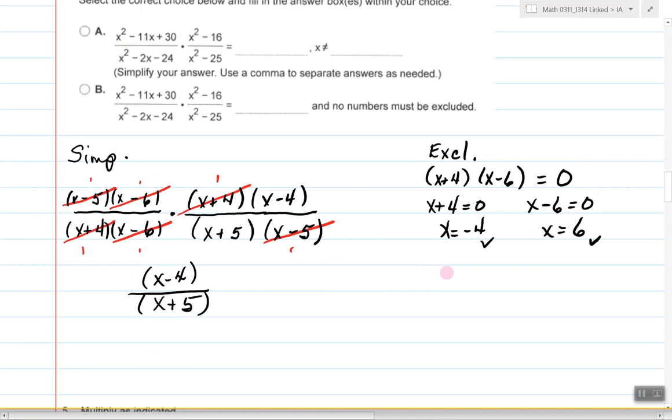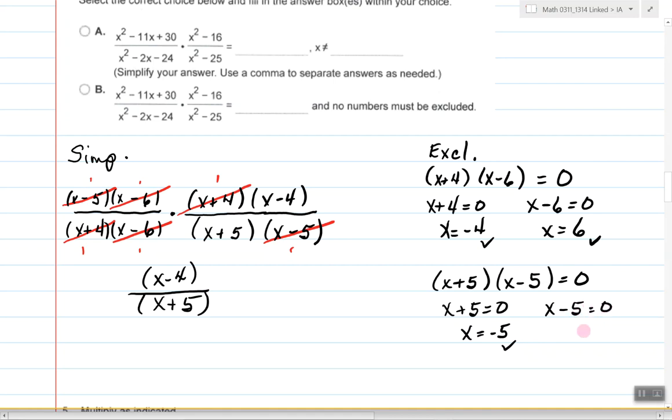On the second one, x plus 5 times x minus 5 equals 0 will give me exclusions. So x plus 5 equals 0 gives me x is negative 5. There's an exclusion. X minus 5 equals 0 means x is 5, and there's a domain exclusion. So I have 4 domain exclusions. So I will choose A.